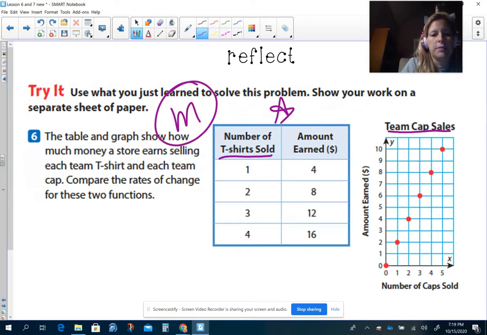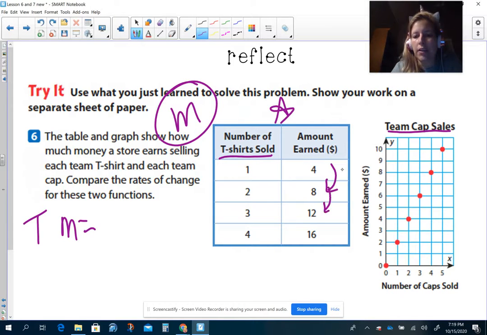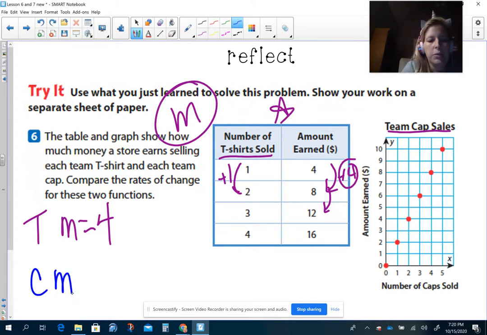So t-shirts I'm going to do in purple. My t-shirt rate of change, let's see, I'm moving by +4 and a +1. So my rate of change is 4. Let's look at the rate of change for my caps. My rate of change for my caps is going up 2 over 1. So my rate of change is 2.